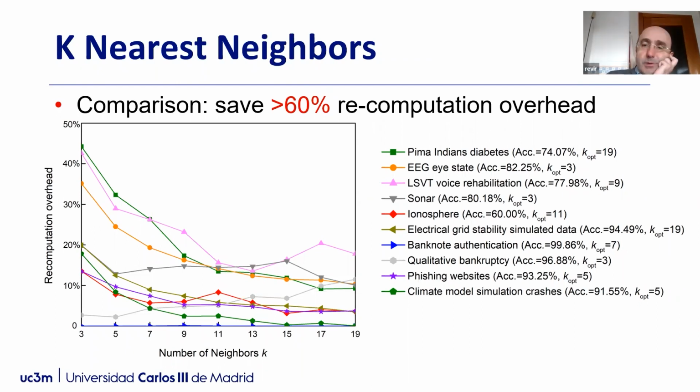And you see that, for example, for bank note authentication, this algorithm achieves close to 100% accuracy. Instead, for ionosphere, it's only 60%. So we try to use different types of data sets with different accuracies and different values of K.